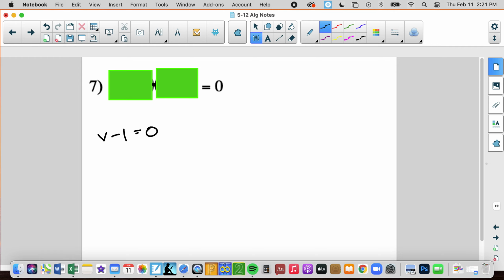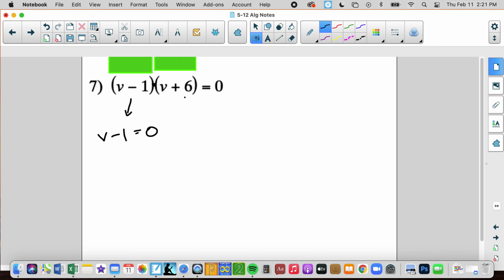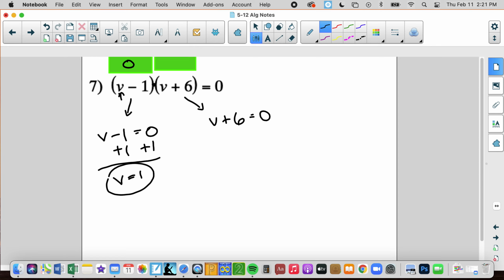Well, instead of thinking about it, we do it mathematically. So we set this one equal to 0. And then we look at the other group and we set that one equal to 0. So we're going to isolate it. So we see that when v equals 1 in this left box, 1 minus 1, that's when it equals 0. That would create a 0 in that box. That's what we're doing when we do that mathematical part.